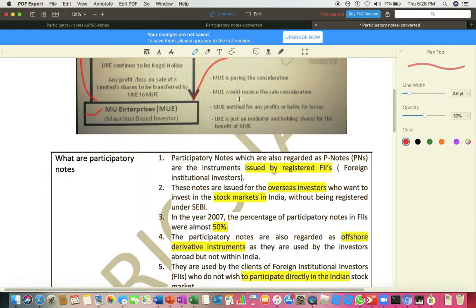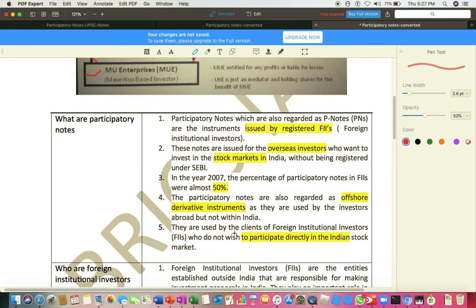Maybe the reason they're not inclined to get registered is that there are a lot of procedures and policies to be followed, and maybe they're not regular investors. They would like to invest just once. In the year 2007, the percentage of participatory notes, that means foreigners investing in the Indian stock market through this kind of mode, was 50%. Just imagine, incredible. I mean, a heavy amount.